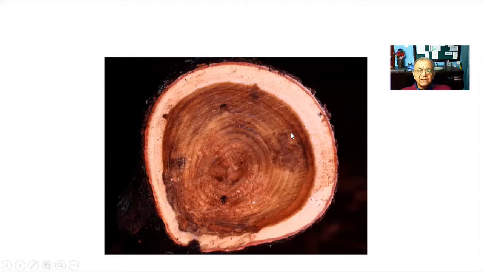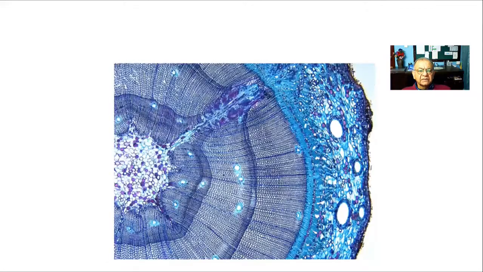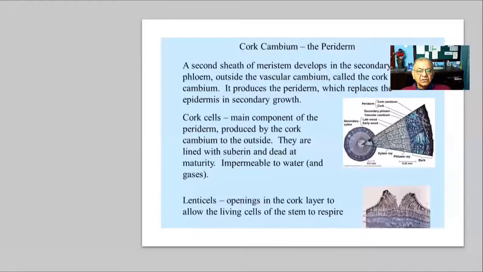Most of the tree is made up of secondary xylem or wood. 90% or more is made up of secondary xylem. Here again, you can see a section of the woody stem. This is first year growth, this is second year growth, this is the third year growth, and this is the vascular cambium. Outside this is the secondary phloem, and then the rest is the periderm. So this is another section of the woody stem.